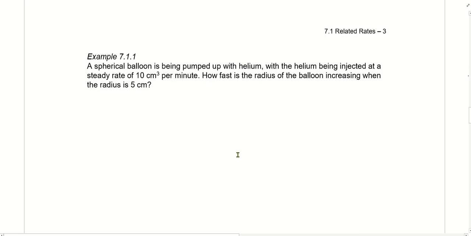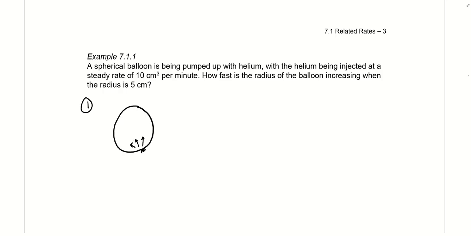So step 1, I'm going to draw a picture. Here we just have a spherical balloon being pumped up with helium. So I'm going to draw probably a really terrible balloon here. There's the opening. And it's being pumped up with helium, so I'm just going to indicate that we've got helium coming in here. I have information about how fast the helium is being injected, and I have information about a certain radius size that I might want. So I'm going to need the radius of this balloon, so I'm going to draw it as a line here. I'm going to label that R.